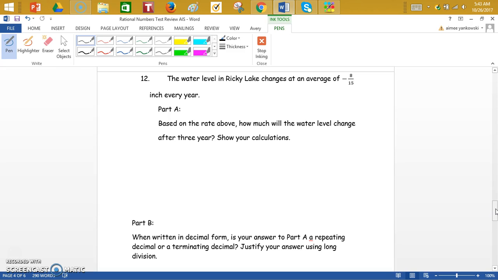It says the water level in Ricky Lake changes at a rate of negative 8/15 inches per year. So it's going down. It's going down maybe about a ½ inch a year. Negative 8/15 every year. Based on the rate above, how much will the water level change after 3 years?